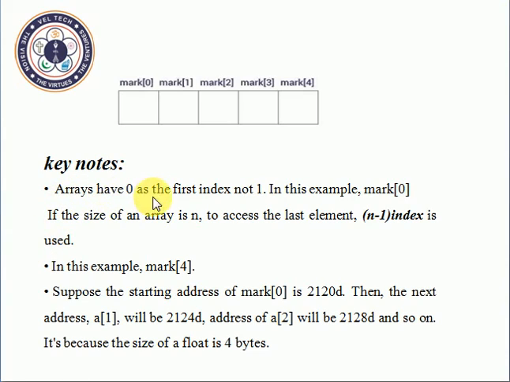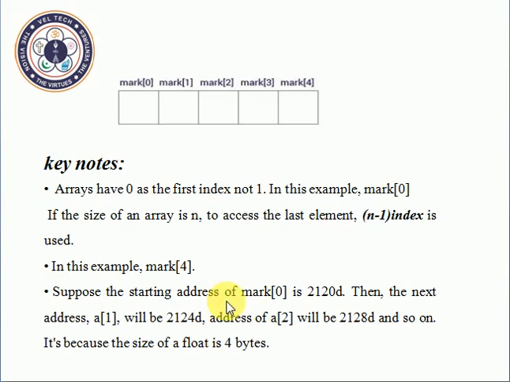Let's see some important points used to create an array. The array has 0 as the first index, in this example mark 0. If the size of the array is n, to access the last element, index n minus 1 is used. In this example, I have created my array up to mark of 4, that is, I can store the marks of 4 students.